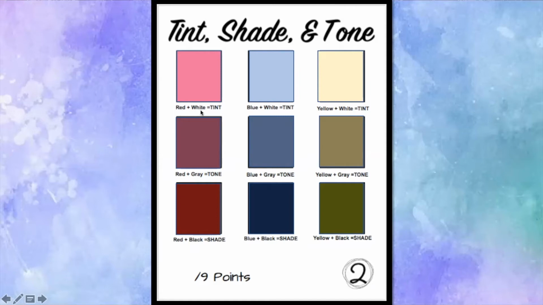You're going to mix red and white to create a tint. You're going to mix blue and white to make a tint, and yellow and white to make a tint. You're then going to do the same thing to create tones, which is when you add gray to a color, and the same thing to create shades when you add black to a color.